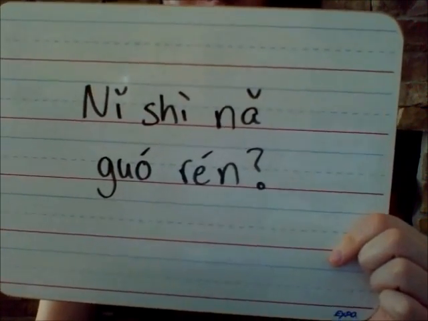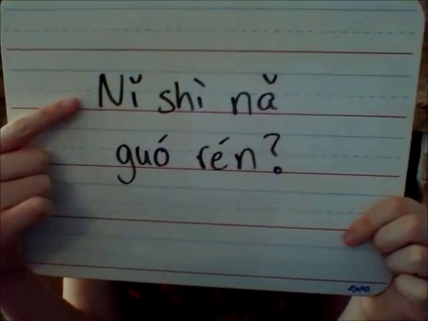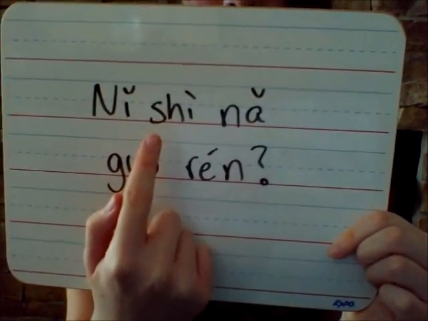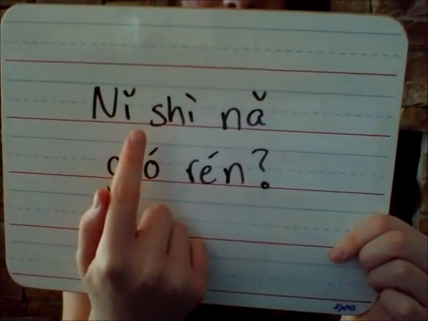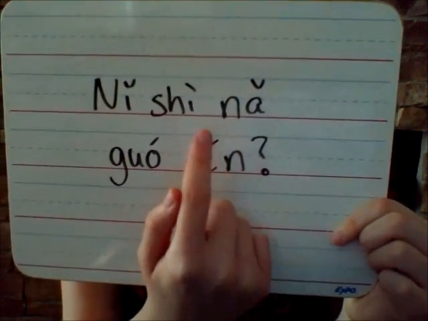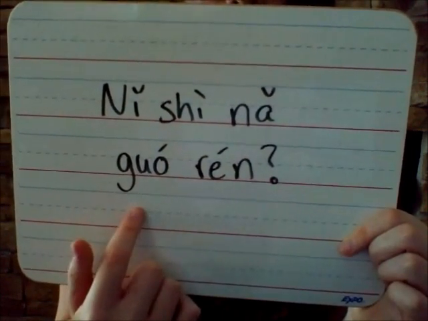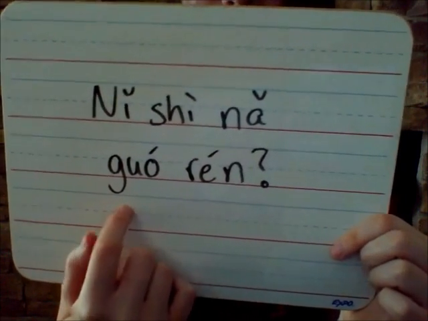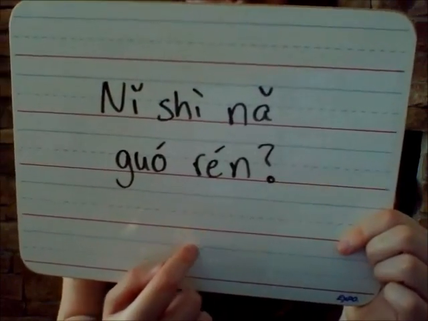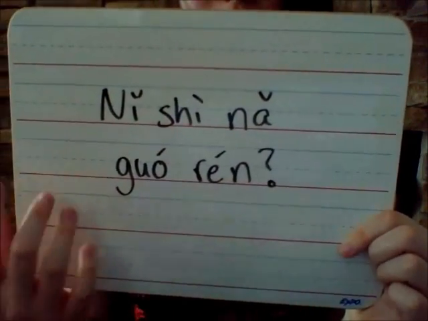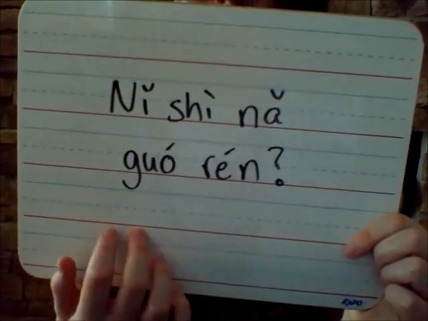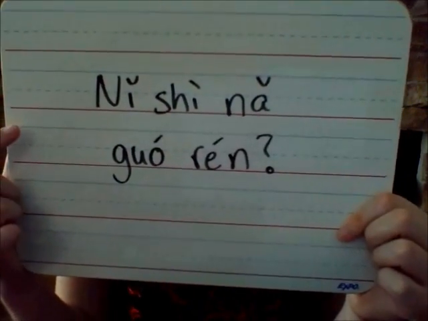Ni shi na guo ren. Alright, now you should recognize this word by now. Ni, this means you. Shi, fourth tone. Shi. This means is or are. Na, this means like what. Guo, guo is country. And ren is person, country person. So if you put that all together, you should be able to figure out this is asking you what your ethnicity is, your nationality, where you're from, what country you're from. 你是哪国人?